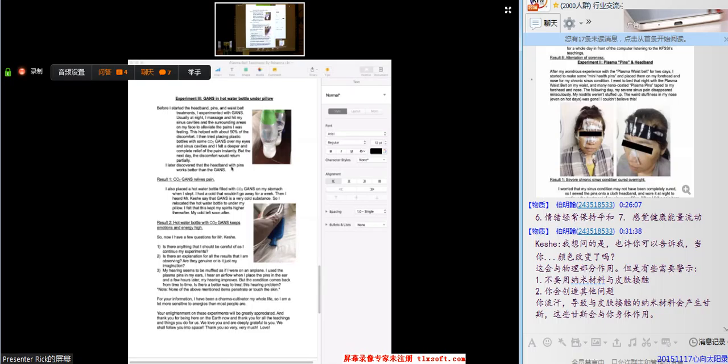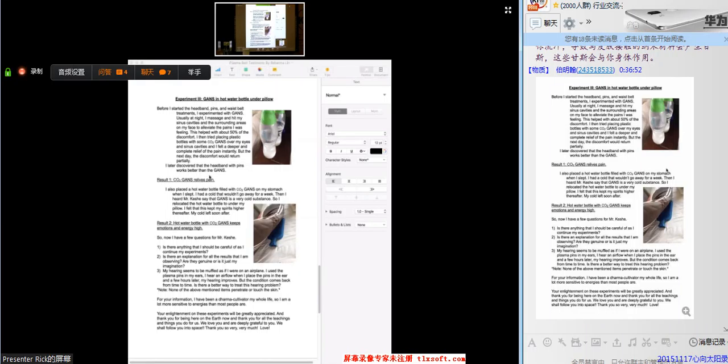I then tried placing plastic bottles with some CO2 GANs over my eyes and sinus cavities, and I felt a deeper and complete relief of the pain instantly. But the next day, the discomfort would return partially. I later discovered that the headband with pins works better than the GANs. Result 1, CO2 GANs relieves pain.